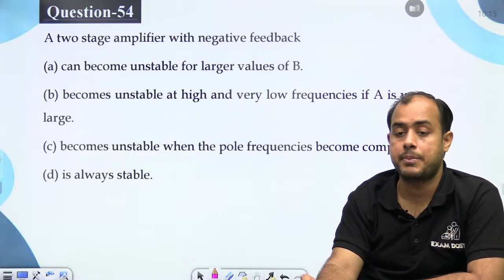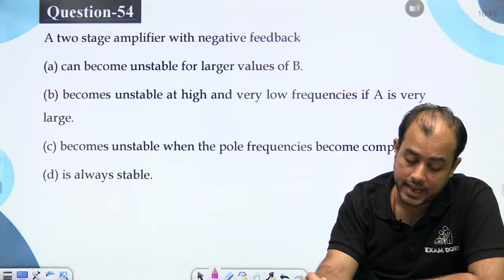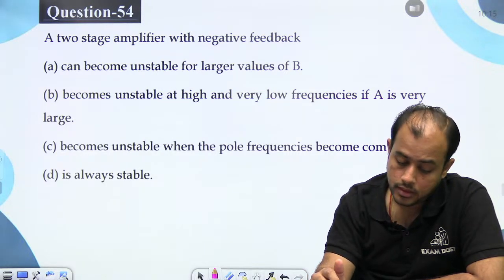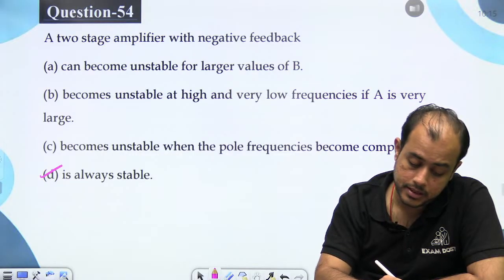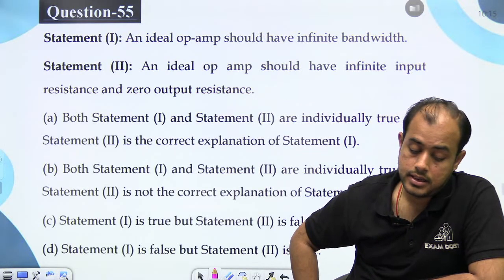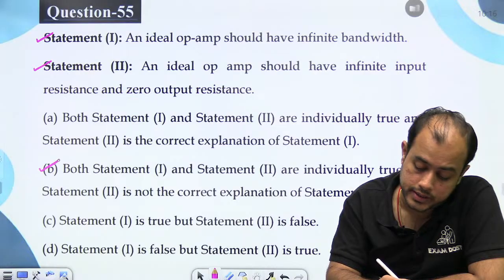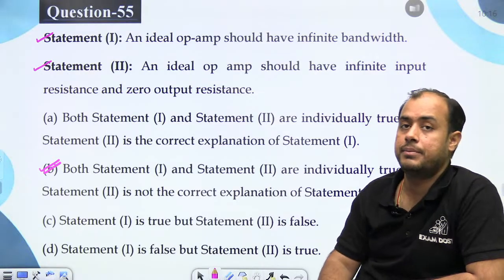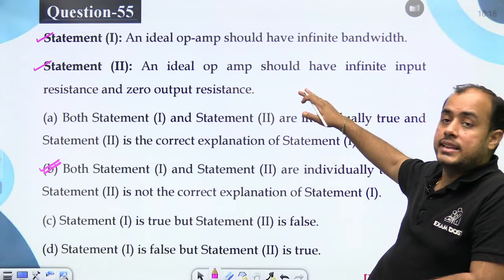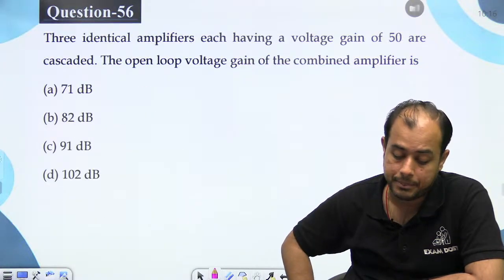A two-stage amplifier with negative feedback can be unstable for large beta, become unstable at high and low frequency. It is stable. Negative feedback वाला amplifier stable ही आएगा. An ideal op-amp should have infinite bandwidth, infinite input resistance, zero output resistance. ESE 2015 B. इनका आपस में कोई लेना देना नहीं है. All are separate requirements for an ideal op-amp.